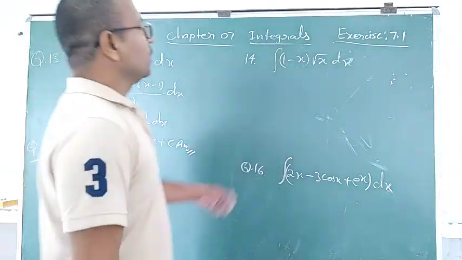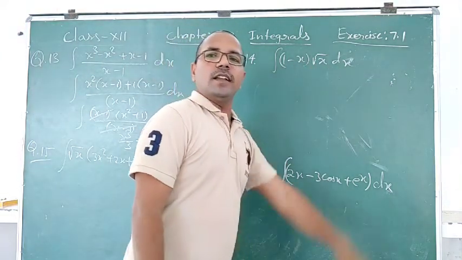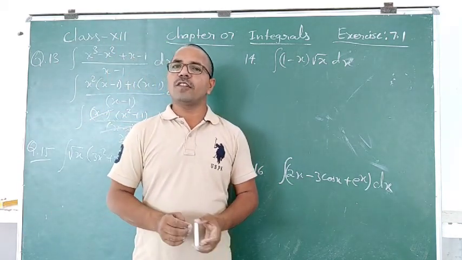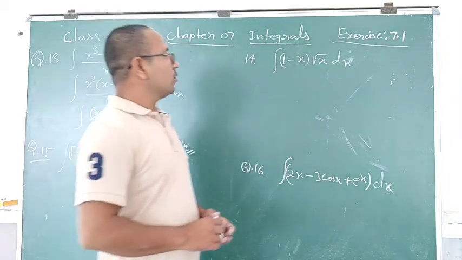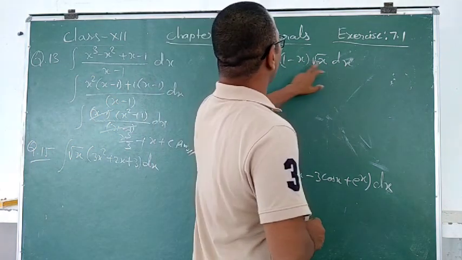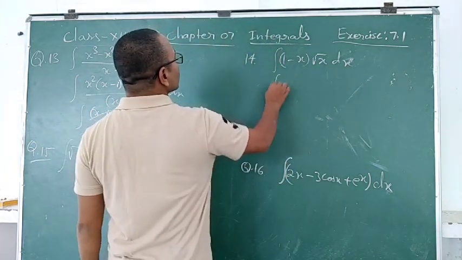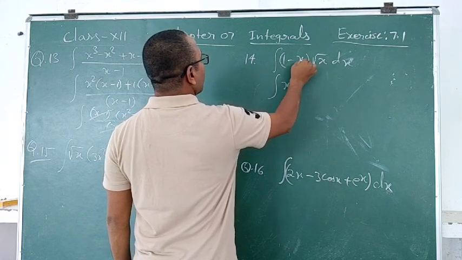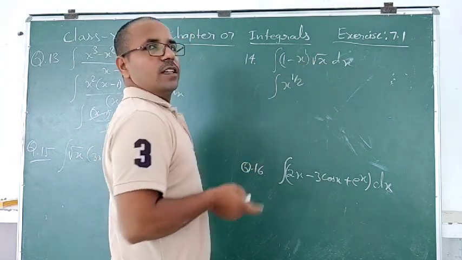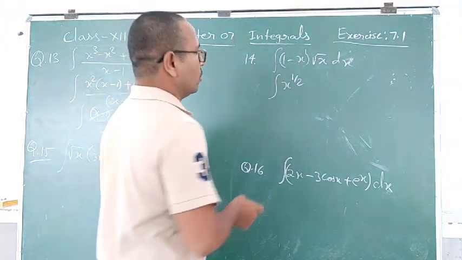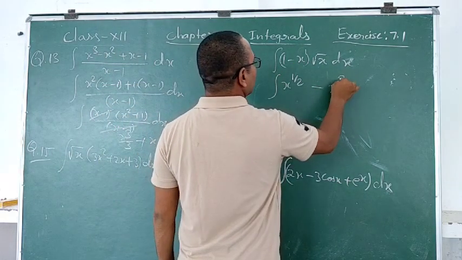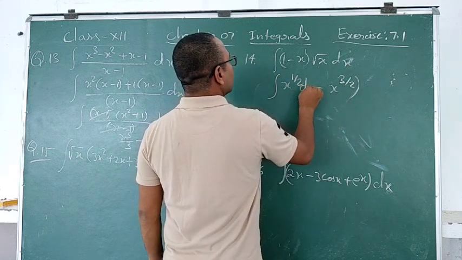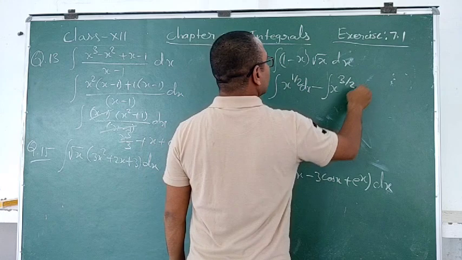Question number 14. A product of two functions is given here, but we do not know the formula for the product of two functions in terms of integral. So again what do we have to do here? We have to do the multiplication along each term. So root x can be written as x to the power 1 by 2. Again multiply with this term. So 1 plus 1 by 2 will give you 3 by 2. So minus x to the power 3 by 2. Use dx here with the integral.